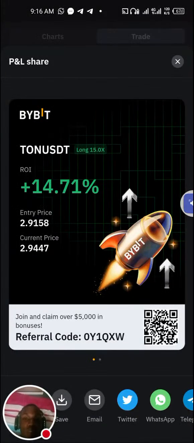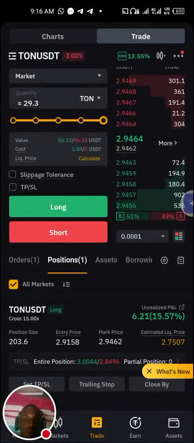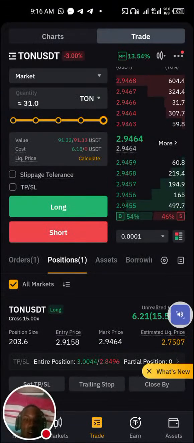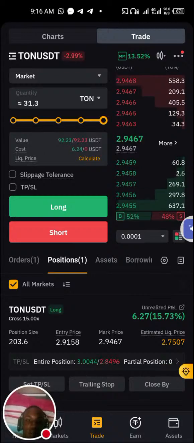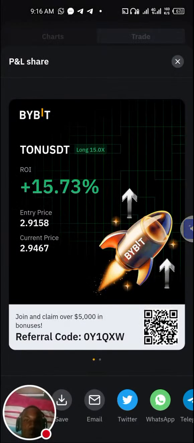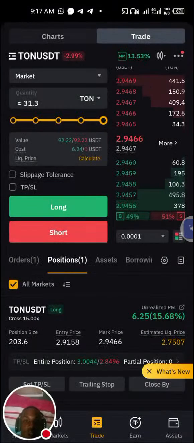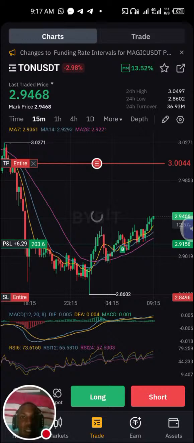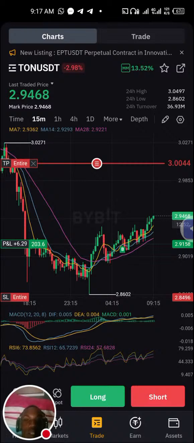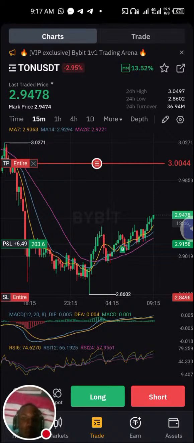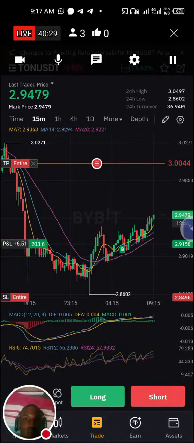We're on 14% profit. So if you want to check it, you can just come right here. You can see we're on 15% profit. So the trade is moving accordingly. We're expecting two long candlesticks to make sure that we hit our TP. We're praying for two long candlesticks, guys, so that we will hit our TP immediately.